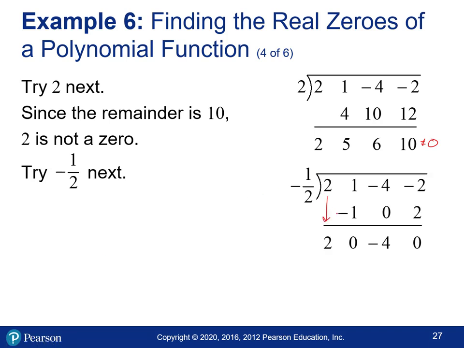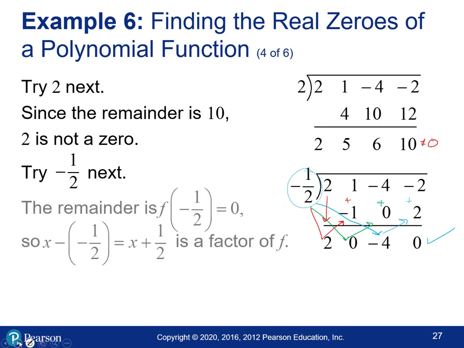So bring down the 2. Negative 1/2 times 2 is going to be negative 1. And when you add that, you're going to get 0. Negative 1/2 times 0 is just 0. Add that, you're going to get negative 4. And then negative 1/2 times negative 4, that's going to be positive, and 4 divided by 2 is 2. And when you add that, you get 0. So this is good. So we found another 0 from our list.